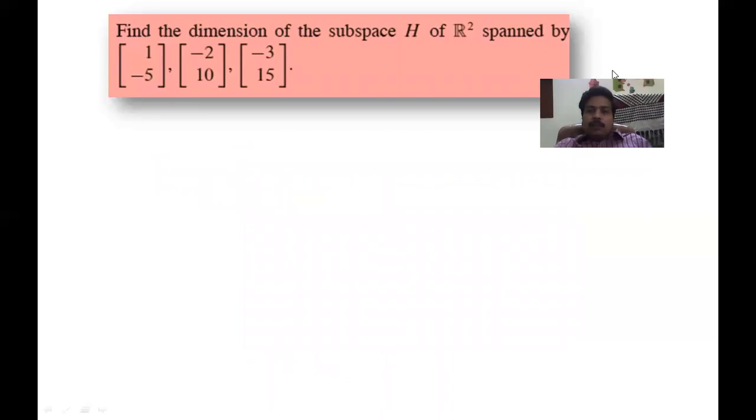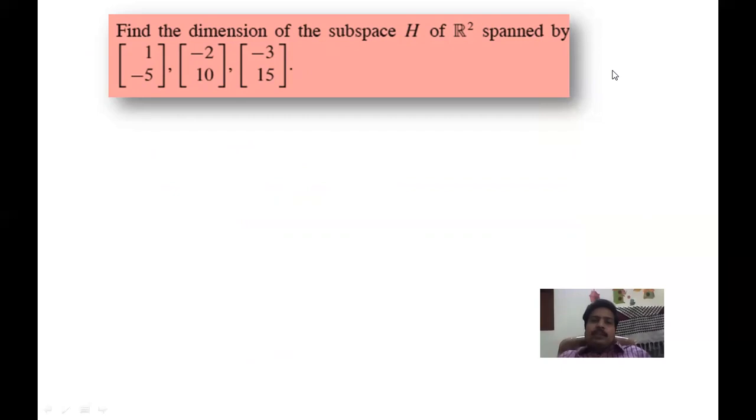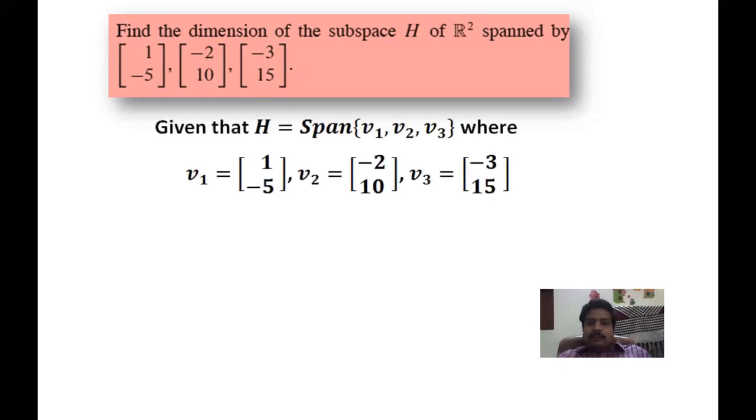And this is one more problem. Find the dimension of the subspace H of R2 spanned by 1 minus 5, minus 2 10, minus 3 15. So three vectors are given. Given that H is equal to span of V1, V2, V3, where V1 is equal to 1 minus 5, V2 is equal to minus 2 10, and V3 is equal to minus 3 15.